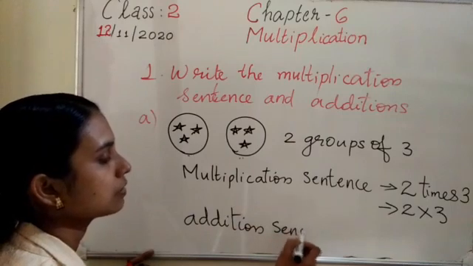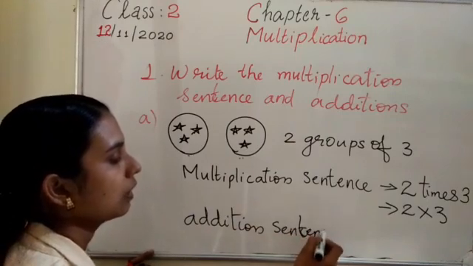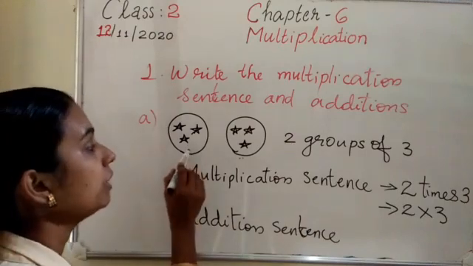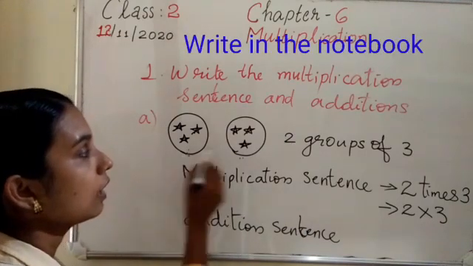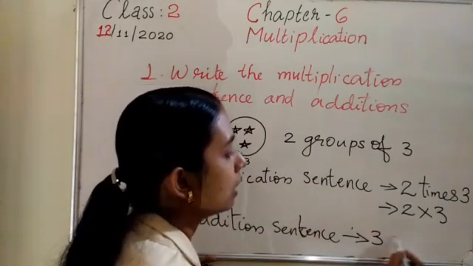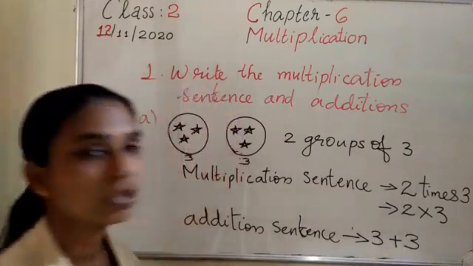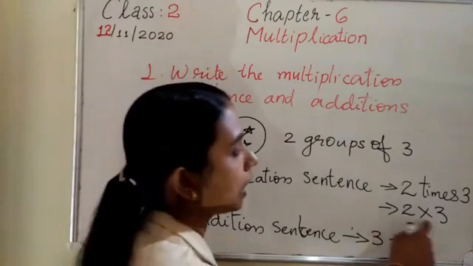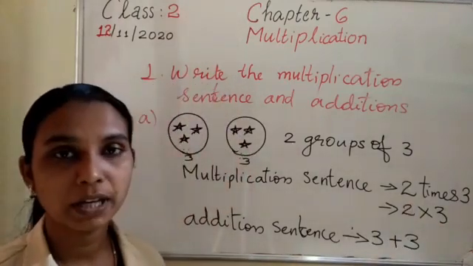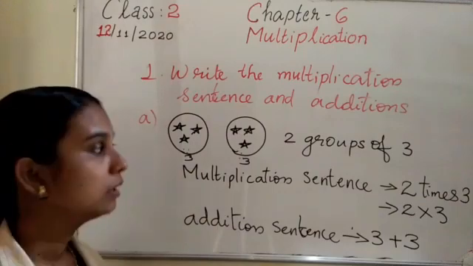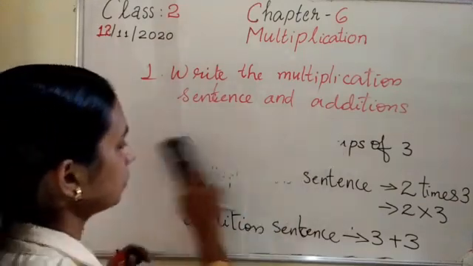How to write the addition sentence? How many 3's are there? 3, 3. 3 plus 3. This is the addition sentence. And 2 times 3 is the multiplication sentence. Got it? The next one, you do some exercise questions.